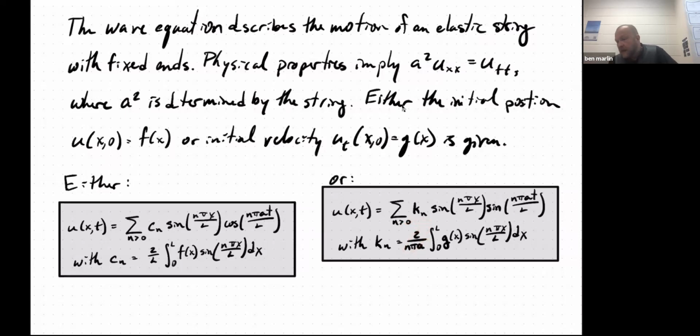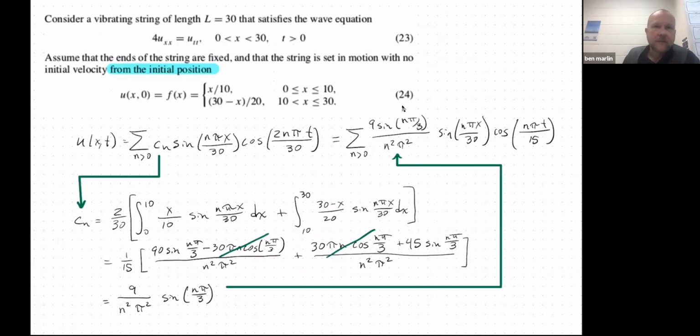So in any case, we've got one of these two forms, and we're just going to look at an example of working through one of them, right? Now, for a change, I got smart, and I grabbed a copy of a problem from a textbook. So here we're going to have the vibrating string. The length is going to be 30, okay? And our equation is going to be 4 u sub xx equals u sub tt.